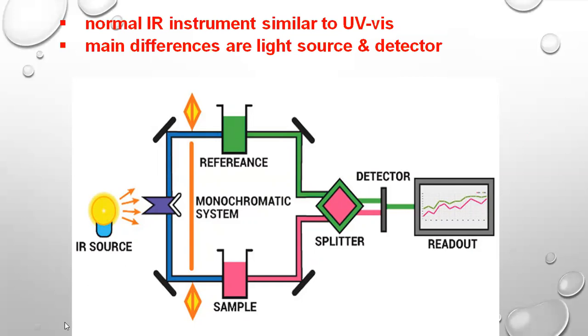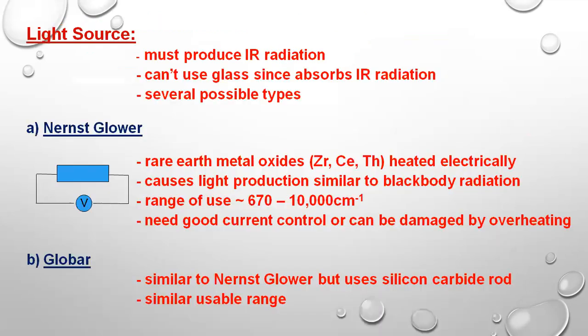This is the block diagram of IR spectrophotometer. This is the light source. After the light source, light is first converted into monochromatic light. After that, this monochromatic light is divided into two beams. First is passing through the sample and another is passing through the reference. And during the detection, the reference beam is subtracted from the sample beam. So we get only the amount of light absorbed by the sample.